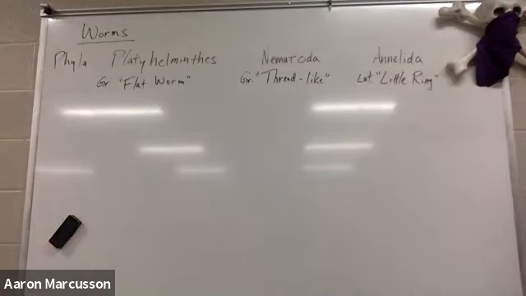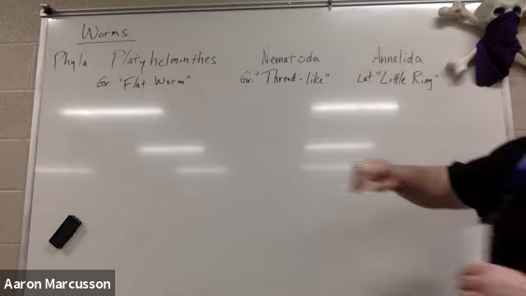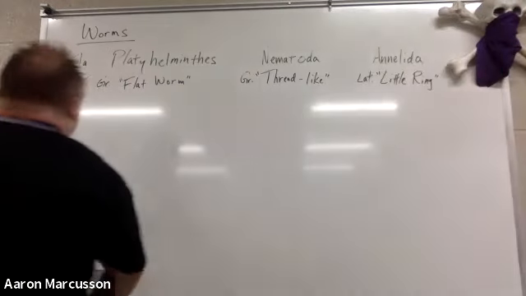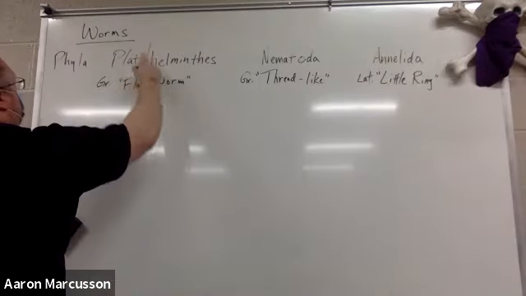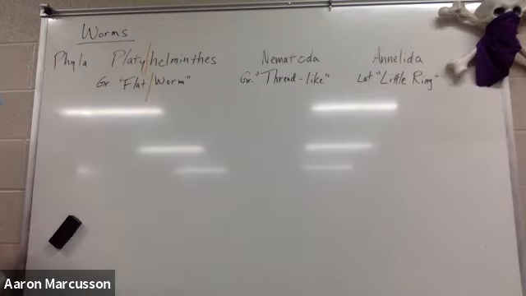Worms. I'm going to start with the three phyla that worms fall into: Platyhelminthes, Nematoda, and Annelida. They're actually kind of easy to remember. I know you're going, well, what do you mean? How am I going to remember what goes into what? Okay, Platyhelminthes, if we split that word right here, platy means flat. Helminthes means worm. They are from the Greek.